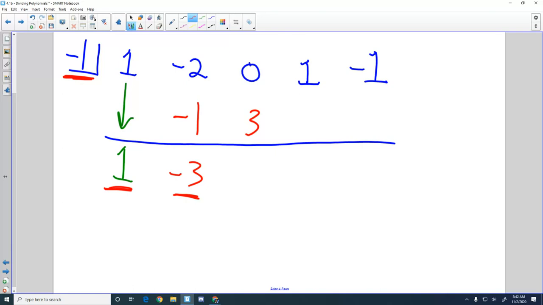Now look at that third column. Add those numbers together. What's 0 plus 3? It's just a 3, positive. Repeat the process. I take this 3 times that special number in the half box. 3 times negative 1 is negative 3. We write that above the line, but the next spot over. Add those up. What's 1 minus 3?